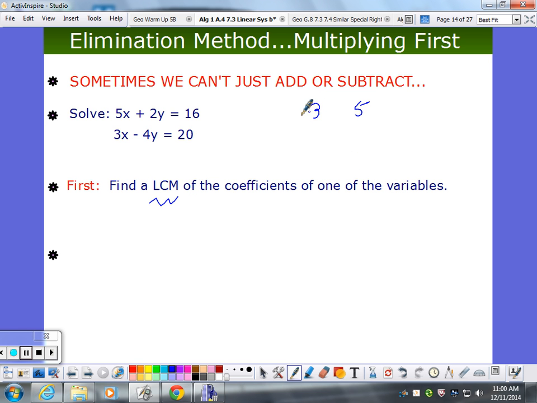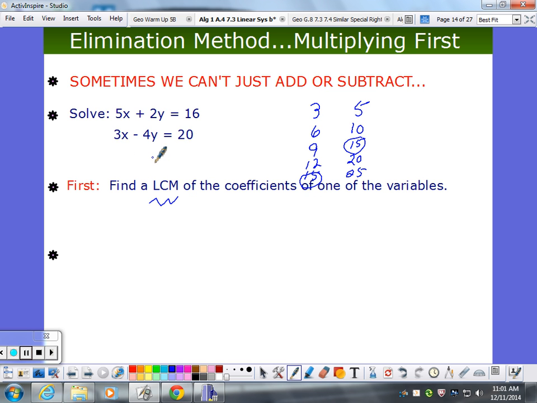3 times 1, 3 times 2, 3 times 3, right? 3 times 4. Aren't these multiples? And then what are multiples of 5? Common means the same, right? Least means smallest. So what's the smallest multiple that's the same? 15. So the least common multiple of 3 and 5 is 15.